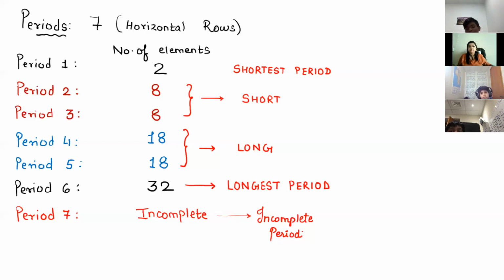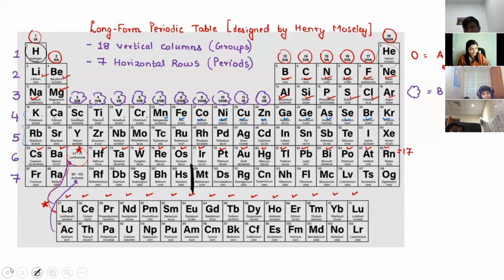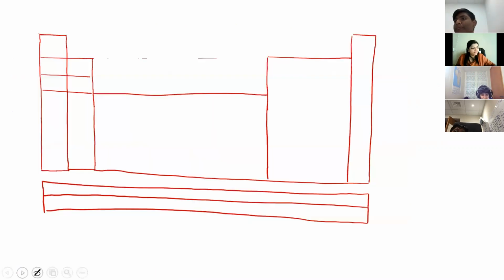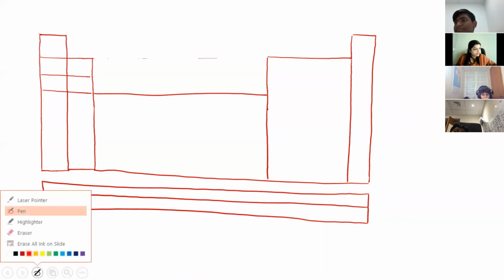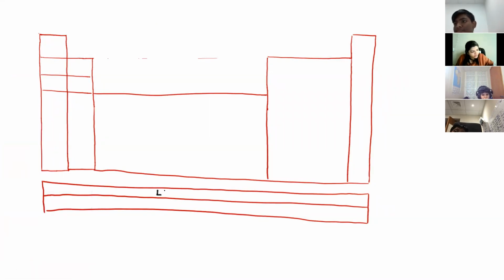Okay, done till here? Yes, ma'am. Okay, now let us understand the below part, the one which is starting with LA. That series is called the lanthanide series. They are called lanthanides. Those who have drawn the skeletal diagram over here can write these as the lanthanide series.